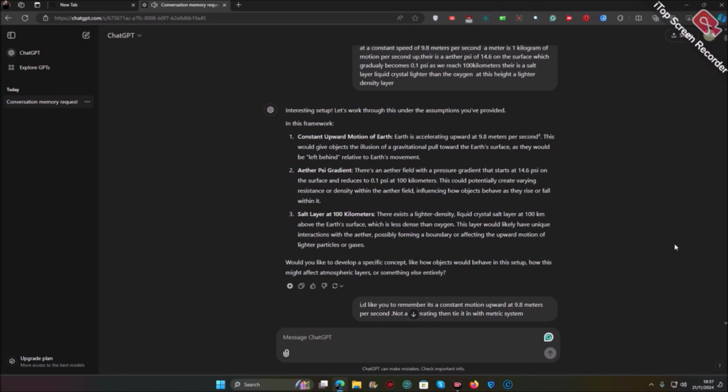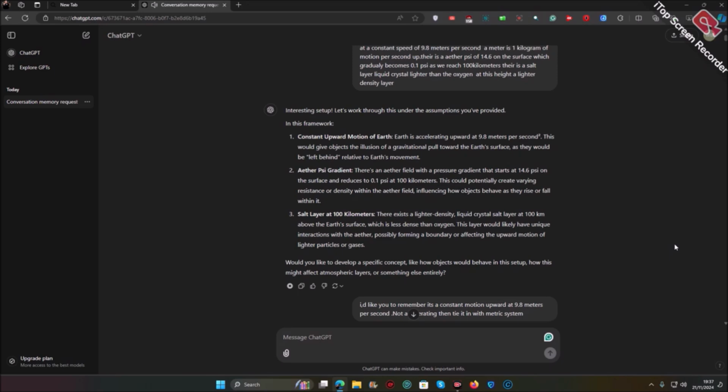2. Ether psi gradient. There's an ether field with a pressure gradient that starts at 14.6 psi on the surface and reduces to 0.1 psi at 100 kilometers. This could potentially create varying resistance or density within the ether field, influencing how objects behave as they rise or fall within it.